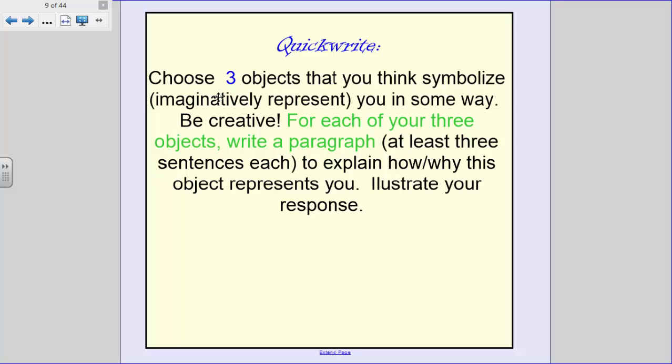So for this, I would have my students write down 3 things they think symbolize them, but I wouldn't make them do 3 paragraphs because that's a little excessive, and they can share their answers if they want once they're done writing them down.